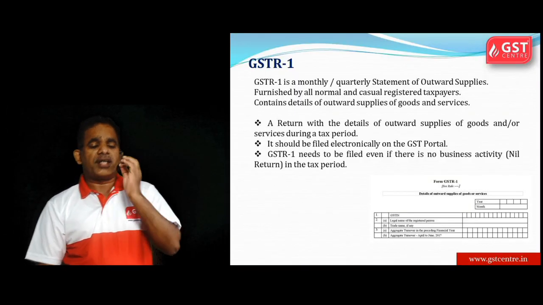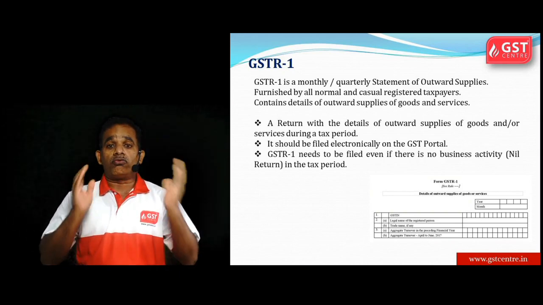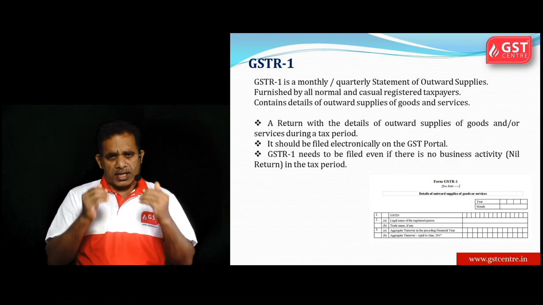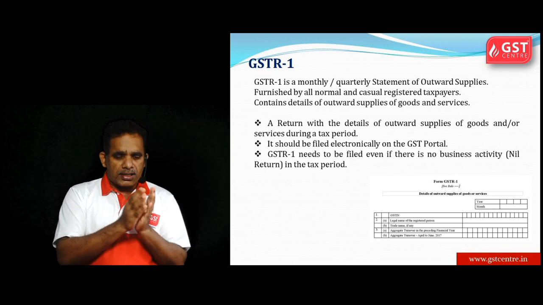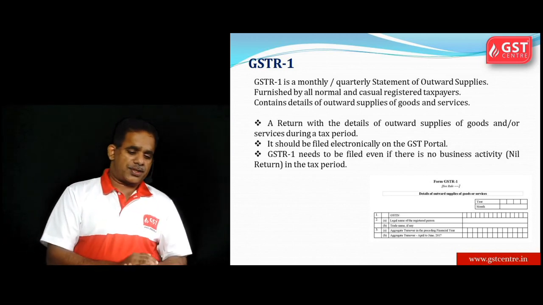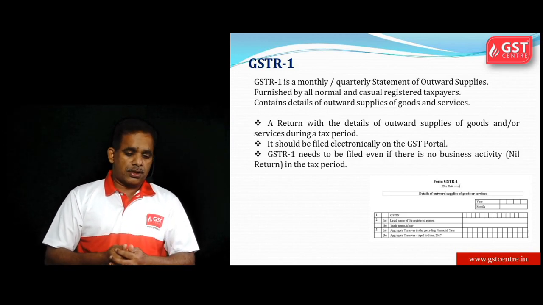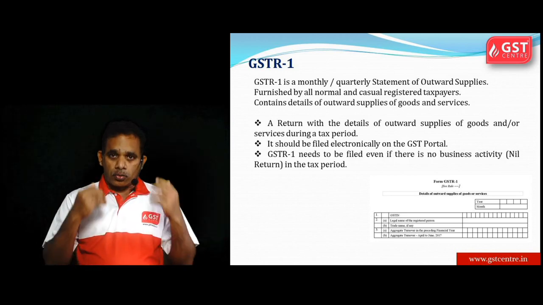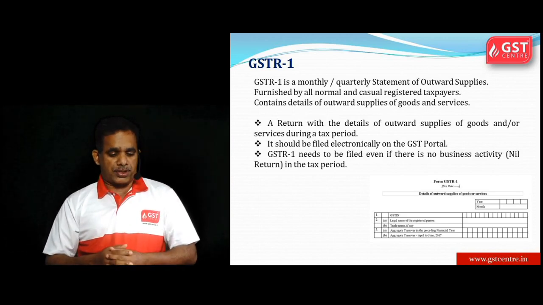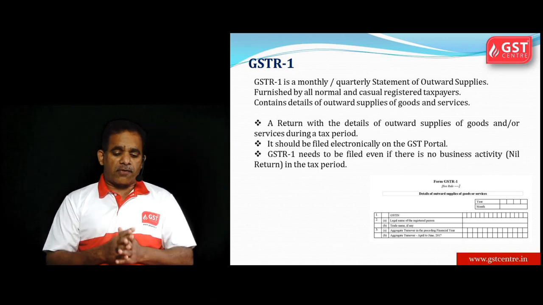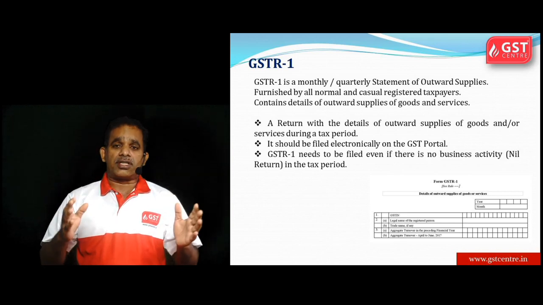First of all, GSTR1 return. It is a monthly or quarterly statement of outward supplies, or simply it is a report that every business person needs to submit to the government either on a monthly basis or on a quarterly basis. All normal and casual registered taxpayers need to do it, and it contains the details of goods or services supplied to their customers. It is a return with the details of outward supplies of goods and services for a tax period, and it should be filed electronically on the GST portal.